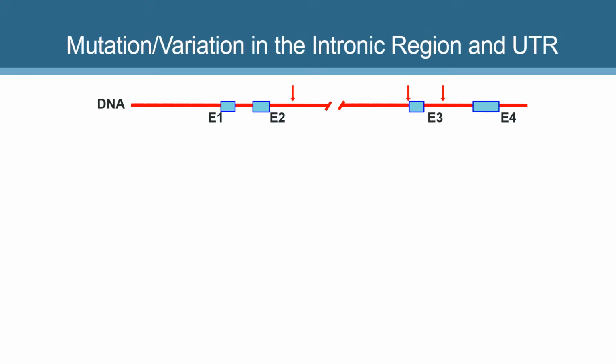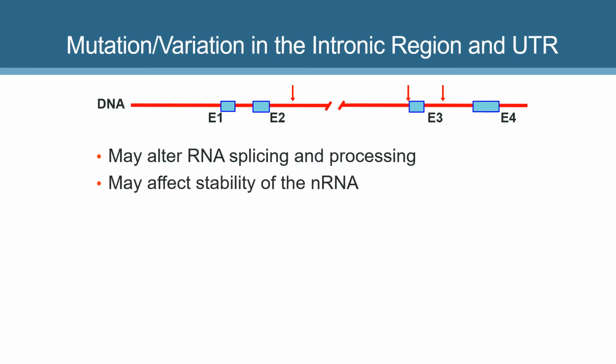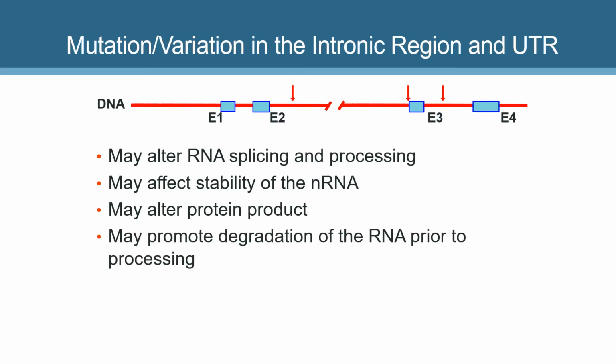Mutation or variation in the intronic region or the untranslated regions may alter RNA splicing and processing if that occurs at a splice site. It may affect stability of the nuclear RNA, which is the first phase of transcription. It may alter the protein product if it causes a change in the splice sequence. It may promote degradation of the RNA prior to processing if it occurs in the 3' untranslated region, or it may have no effect.